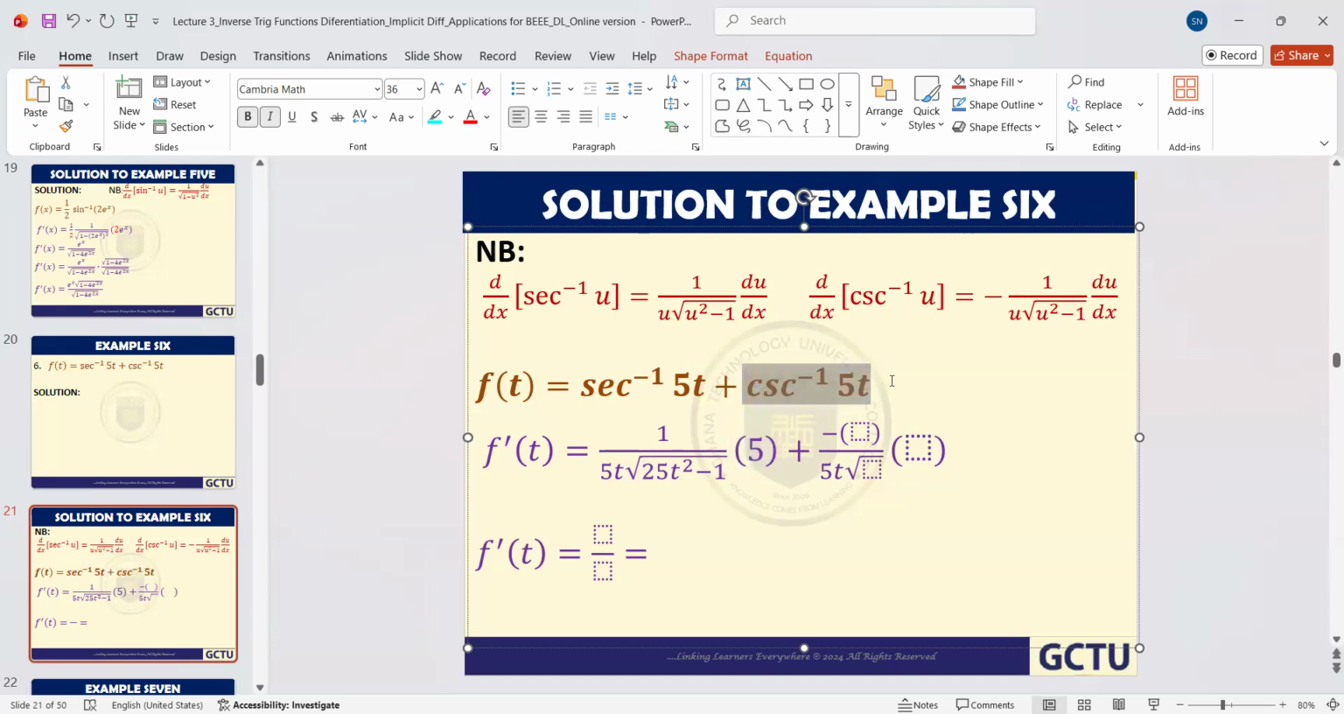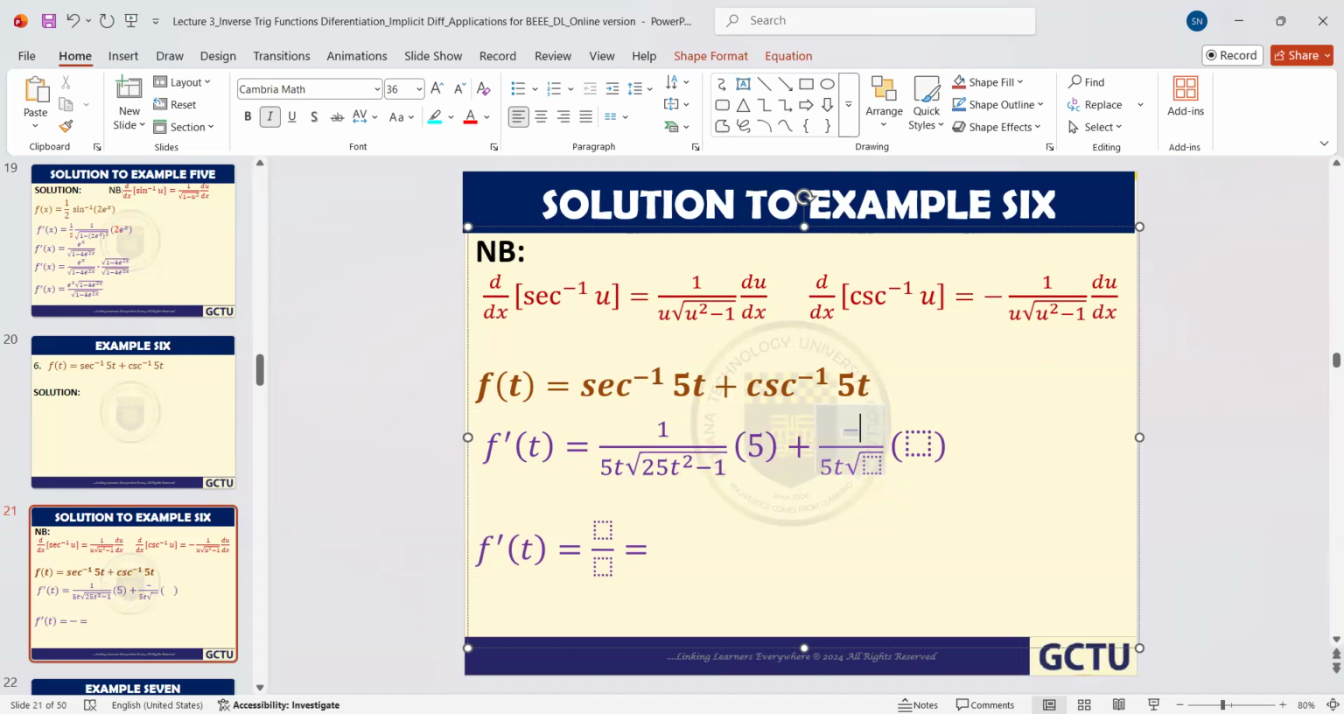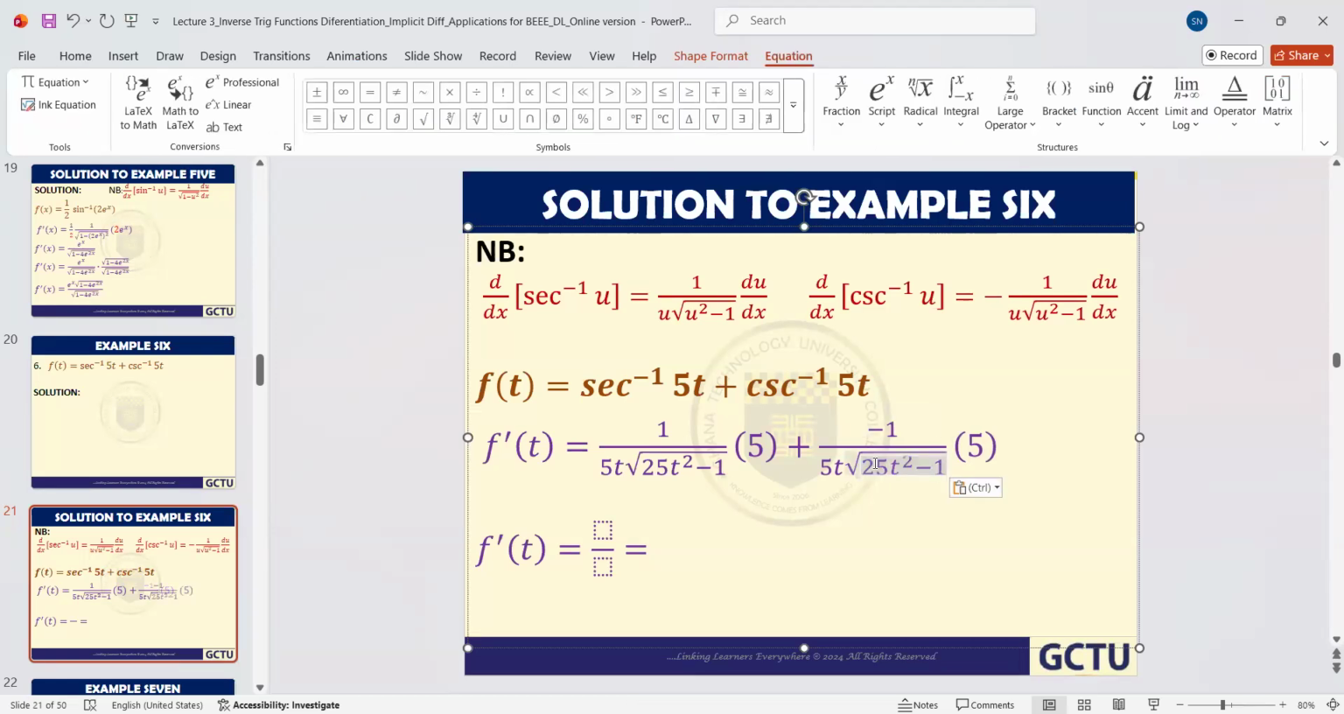Now let's go to the cosecant one. The same thing is going to happen. This time, this is supposed to be minus 1, okay? So that gives you minus 1. And then if I differentiate 5t, I'm going to get 5. And then here, I'm going to get the same function that I have, 25t squared minus 1. Now, please take your time and look at what we have here. The numerator here becomes 5. And the denominator here becomes 5t.